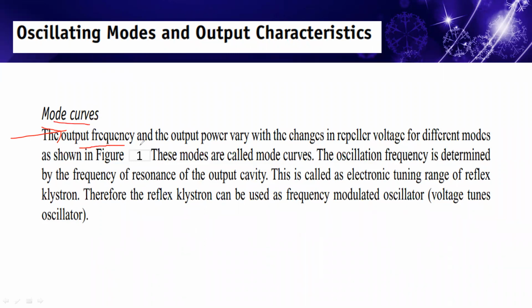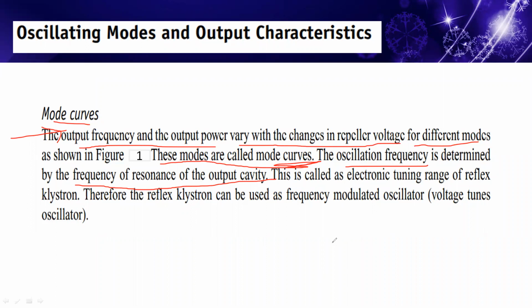The output frequency and output power both vary with changes in the repeller voltage for different modes. We have n equal to 1, 1 3 by 4, 2 3 by 4, 3 3 by 4. These modes are represented as mode curves. For mode curves, the frequency of oscillation is determined by the resonant frequency of the output cavity.